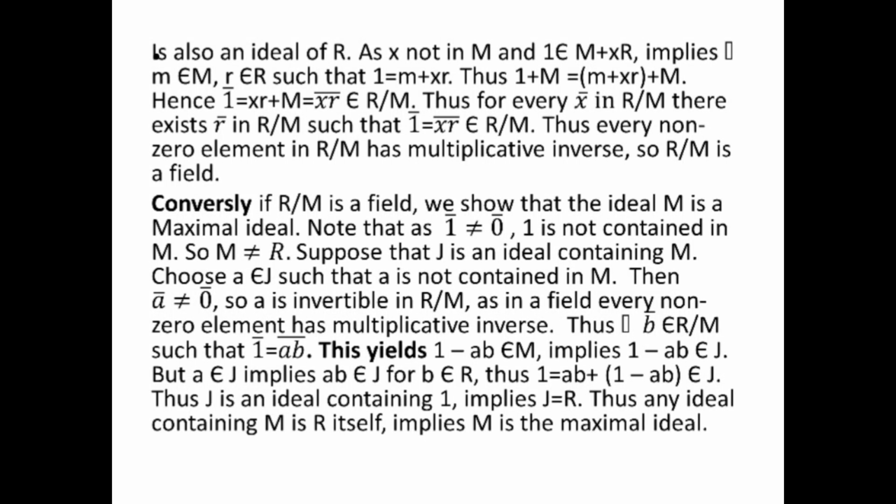So we have, if there is an ideal J containing M, then either J is equal to M or J is equal to the ring R itself. That means M is the only biggest proper ideal of R. That is, M is the maximal ideal of R.